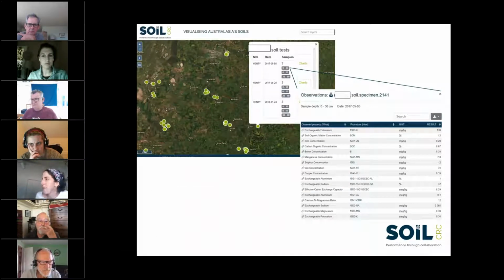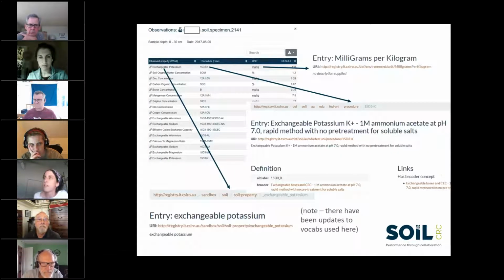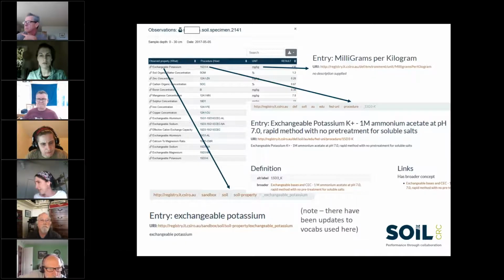Yeah. So in the results, you can see the observed property, so what is being observed, which should go to a controlled vocabulary, the procedure that is used to make that observation, which goes to a controlled vocab, the unit of measure, controlled vocab, and the result. So here's just an example of what happens when you click, it should go through to the controlled vocabulary. I said this is a little outdated. You've got the unit, the procedure used, which is actually a standard procedure, or almost standard procedure here, and the observed property.